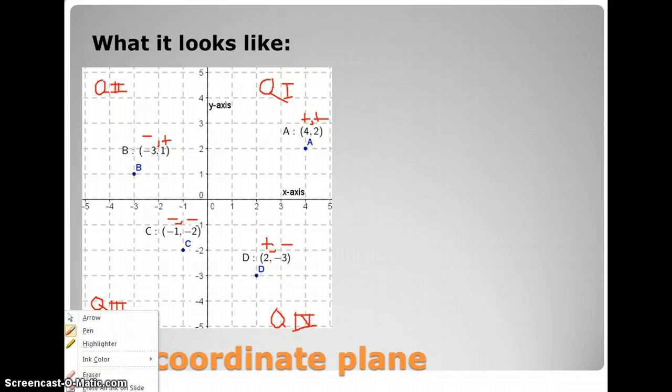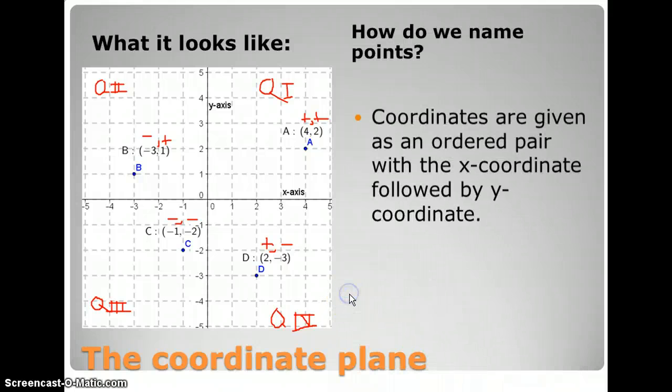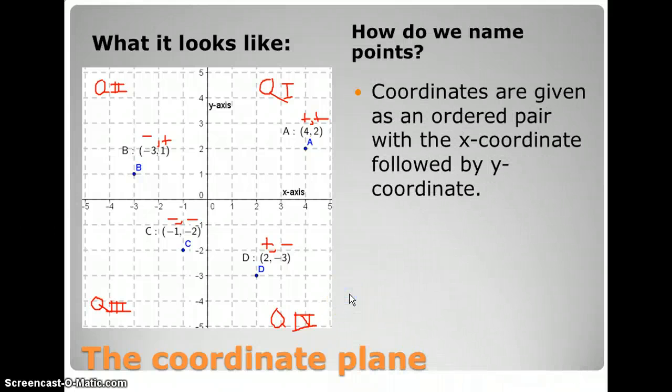Now we're going to do a lot more with that later, but for now just kind of a basic introduction to the coordinate plane. Again, how do we name the points? We're going to name the points using our x coordinate followed by y coordinate. It's always an ordered pair, two together.